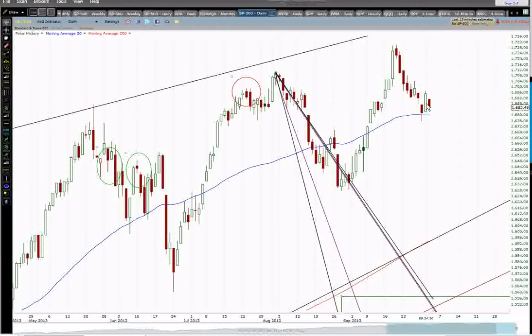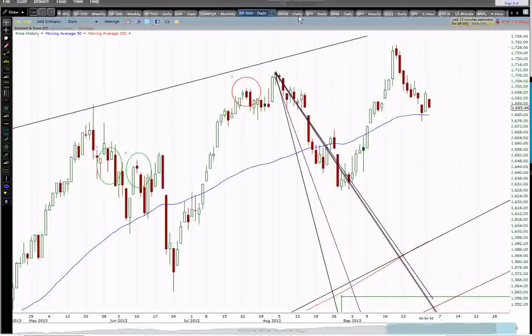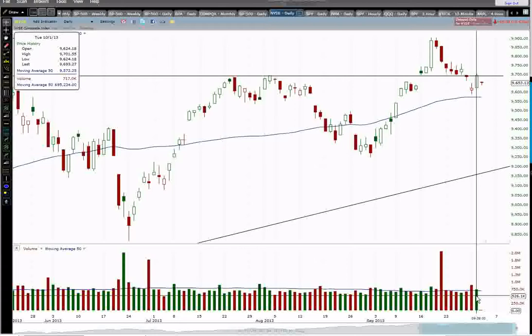And then yesterday, we saw the market make a very small gap in a relatively decent up day. But if we move to the New York Stock Exchange chart here, we can see that the volume came in substantially lower yesterday compared to Friday.